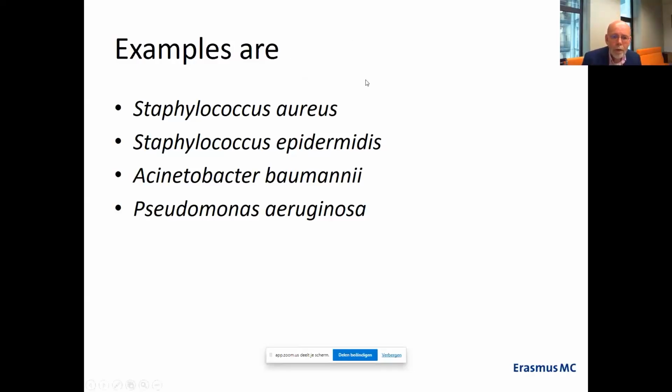Examples in the hospital of bacteria that cause issues are Staphylococcus aureus, Staphylococcus epidermidis, Acinetobacter, and Pseudomonas aeruginosa. There are, of course, several others, but these are important ones.